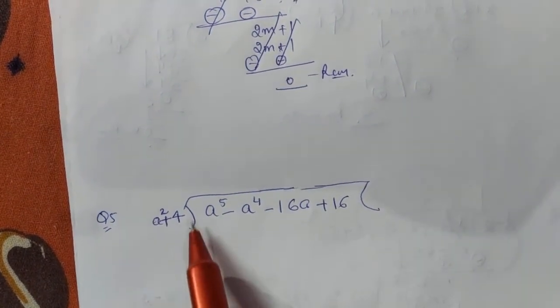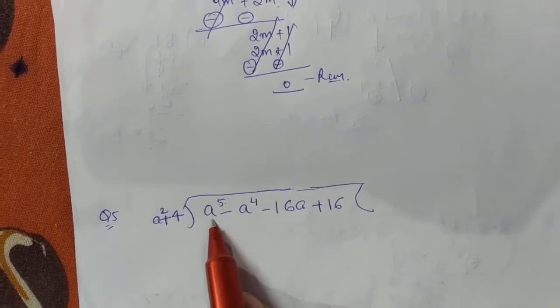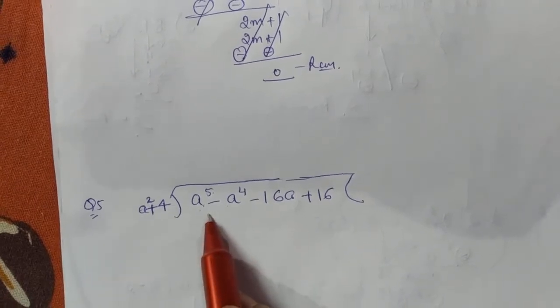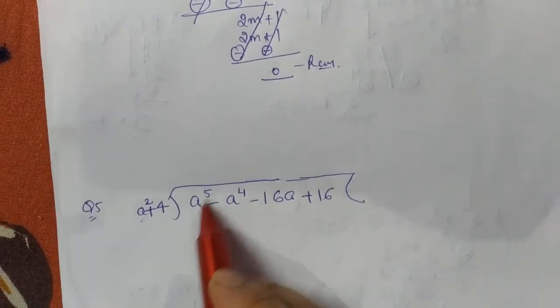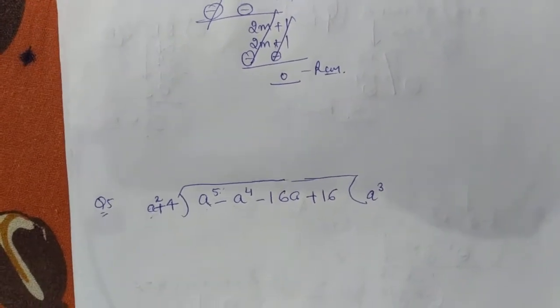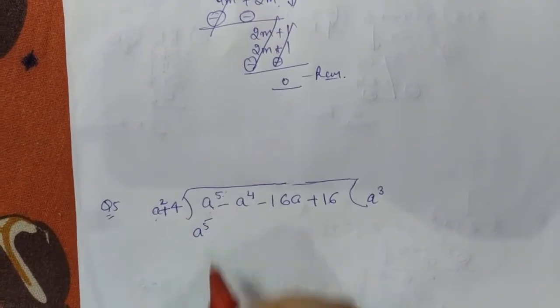So this time the question is having a power of 5. So terms are a5 minus a4 minus 16a plus 16 divided by a square plus 4. So from a square the target is of a5. So by what we need to multiply? By a cube. So a cube into a square is a5.